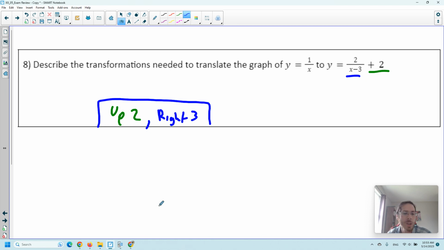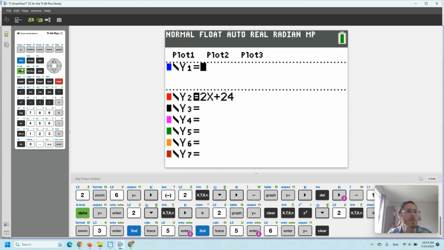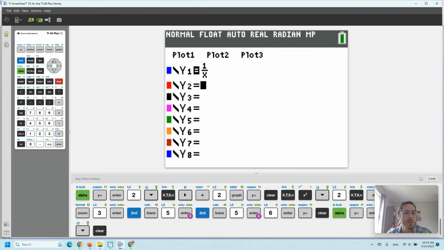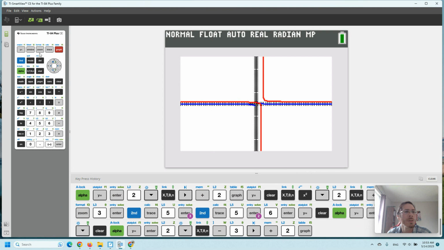Again, if we want to double check it, we can. So we've got 1 over x, which is what we're starting with. And then we are going to, I forgot, is it 2? It is 2 over x minus 3, and I believe it was plus 2 afterwards. We've got to zoom 6. We've got to go back to normal.